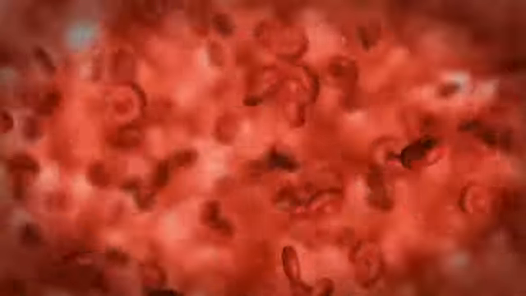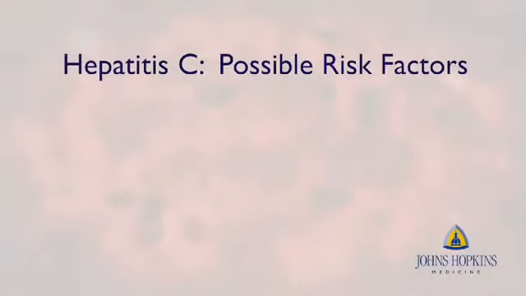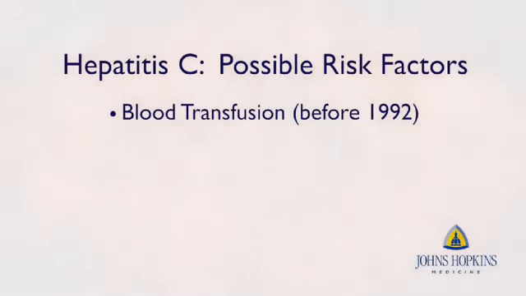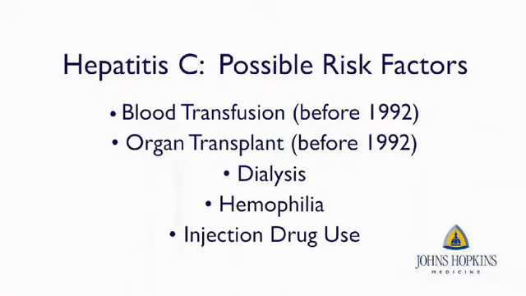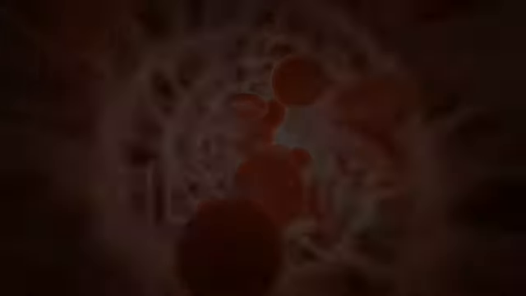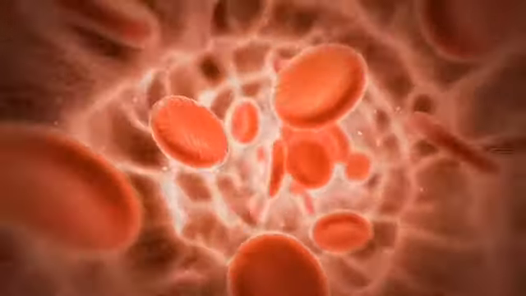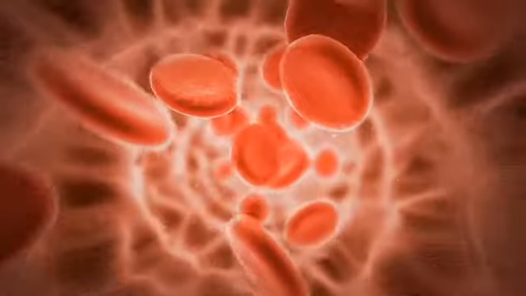So anytime someone was exposed to someone else's blood, and that could happen through blood transfusions before 92, organ transplantation before screening, people on dialysis, people with hemophilia, as well as people who inject drugs. All were identified as high-risk populations, as were people living with HIV, because many of the same modes of transmission for HIV are also true for hepatitis C.